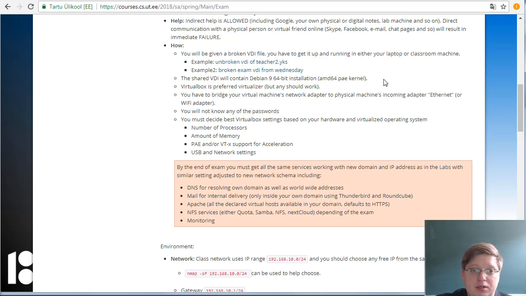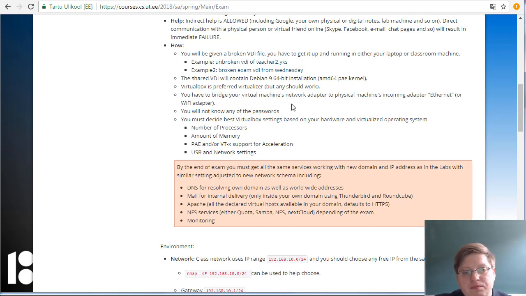Why I say your machine is that we expect you to run this VDI file in your own personal computer during the exam. Classroom machines are present and available if for some reason you prefer to use classroom machine instead of your personal machine. We do recommend, nevertheless, to use your personal machines because we expect you to have a full control over your own system and know how it's set up and all the different specifics of your environment.